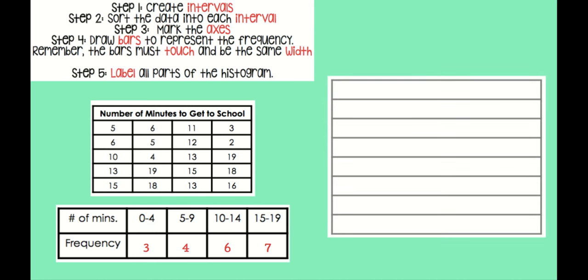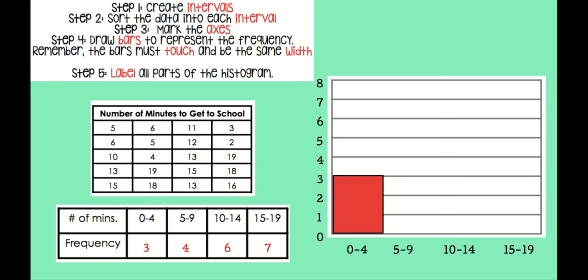Step 3 is having your bar graph and marking your axes. The bottom is your intervals, the number of minutes, and the side is your frequency. Because none of the numbers were excessively large frequencies, I counted by ones. After that, you're going to be drawing the bars to represent each frequency. So what should the 0 to 4 bar reach? You go up to 3.